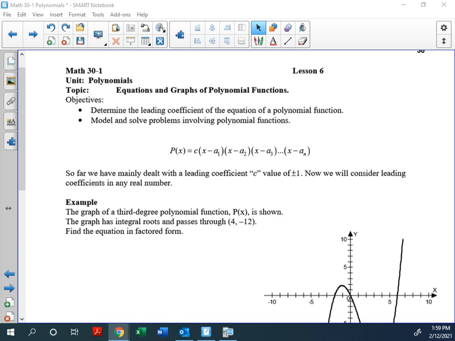One last simple thing to do. And our last simple thing to do is determine the actual value of the leading coefficient, not just determining if it's positive or negative. It actually has a value. So this is the most often forgotten part. And it's so simple.